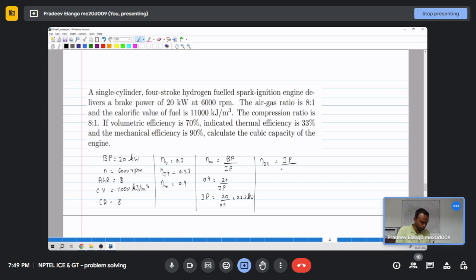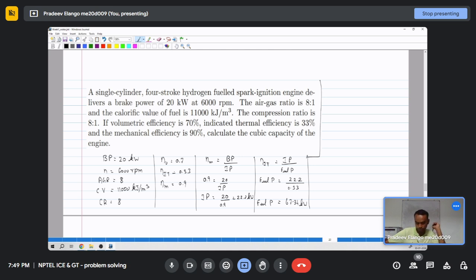And indicated thermal efficiency is indicated power by fuel power. So fuel power is indicated power by indicated thermal efficiency. Indicated power is 22.2 and thermal efficiency is 0.33. So now I know the fuel power. Fuel power is 67.34 kilowatt. Okay, so now what can we do?